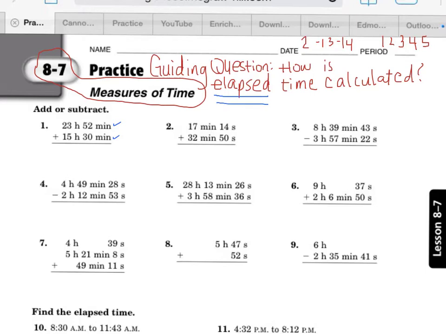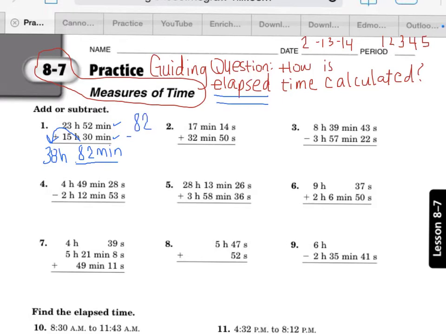Just add like normal. You can add 52 plus 30. It's super simple. That's 82 minutes. And then the hours is 23 plus 15. That's 38 hours. Now remember, we're thinking about groups of 60 because it takes 60 minutes to make an hour. So let's take out 60 minutes from this answer and transfer it over here to the hours. How much time will you have left?